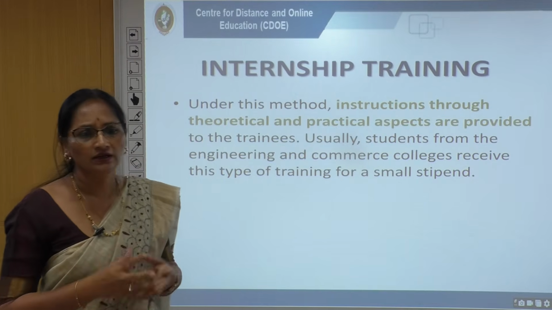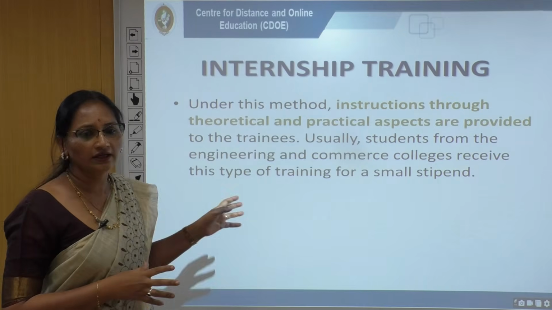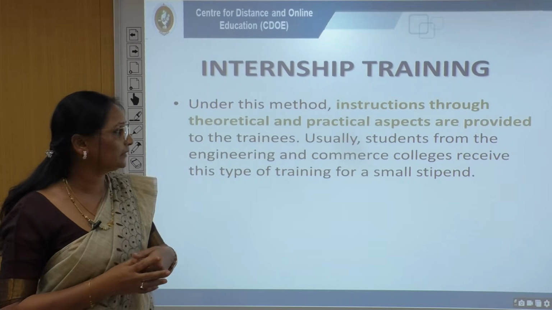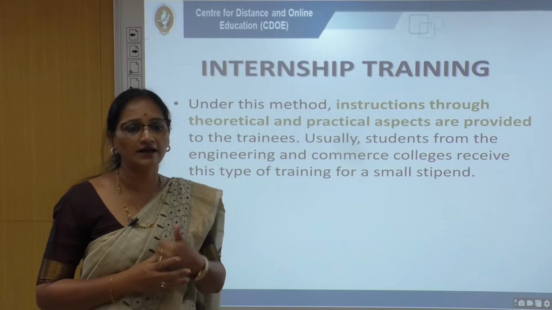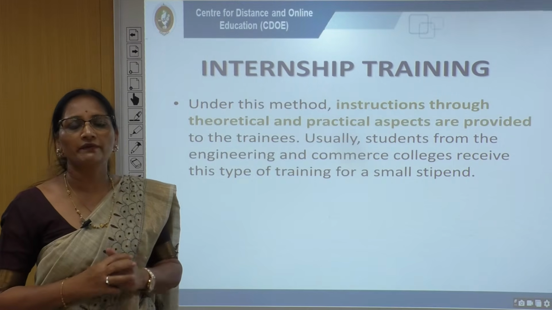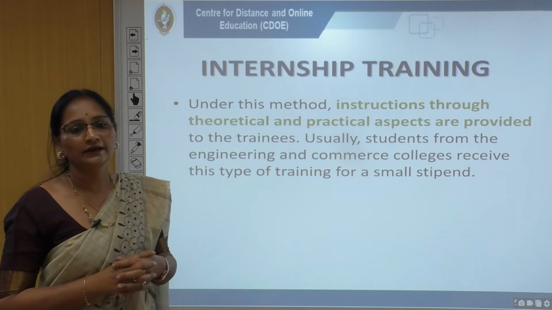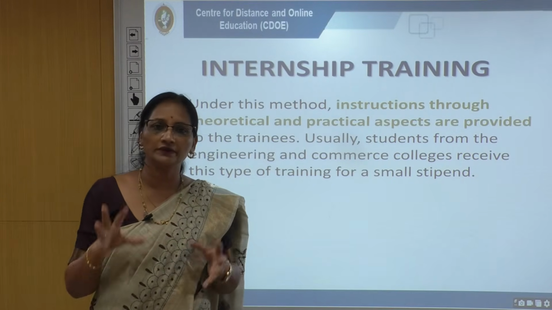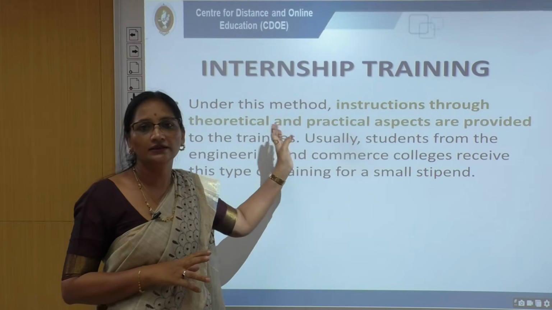And internship training. You all know that being a student, sometimes they get internship work. So here, it is nothing but instruction through theoretical and practical aspects provided to the trainees. According to that, they need to make the internship report. After studying the theoretical background and practical aspects properly, they make the report and submit it to the colleges and the universities.